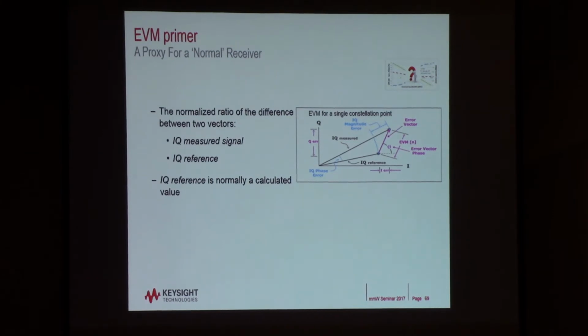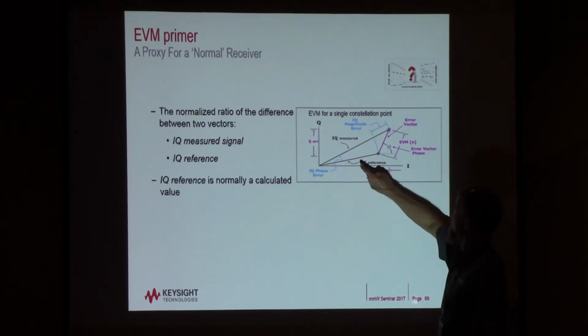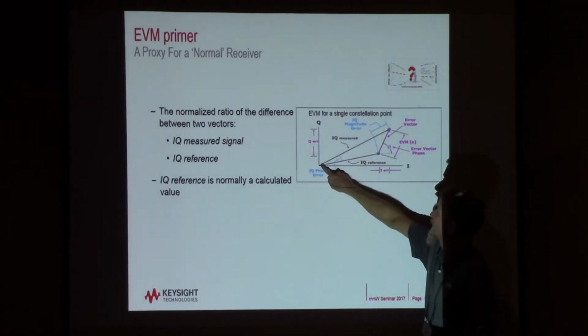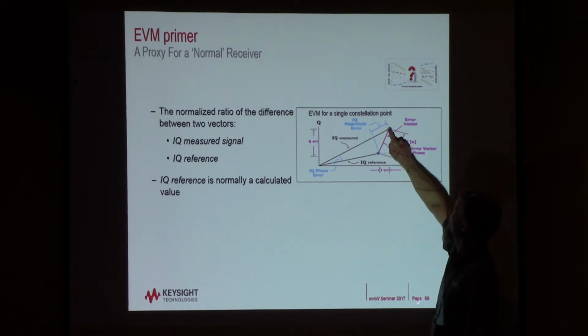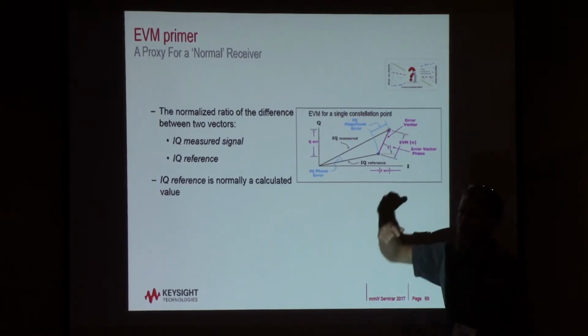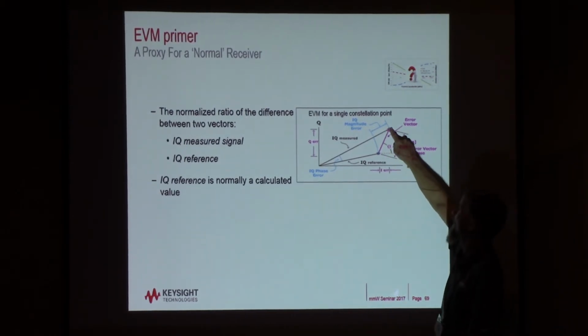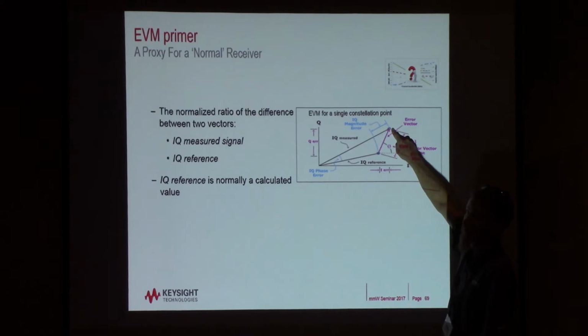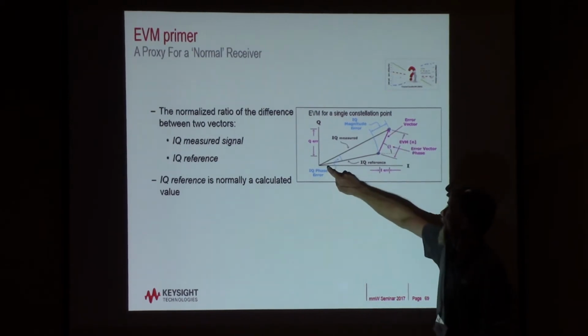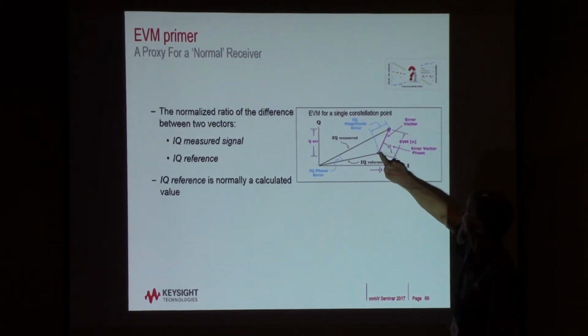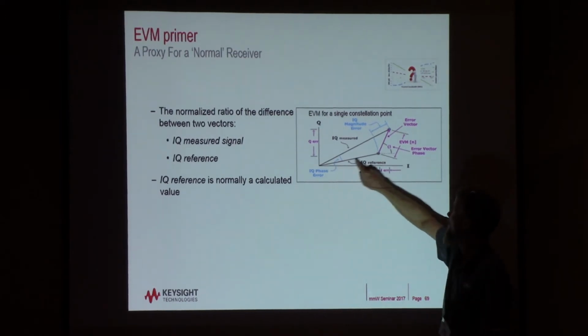error vector magnitude, and is a measure of the quality of the modulation of a signal. So here is the signal that I'm generating. I want to position this signal at some particular amplitude and phase at a given moment in time. And I want to measure how close I got to the desired amplitude and phase that I was going for. Here is the correct amplitude and phase. So this is our IQ reference.